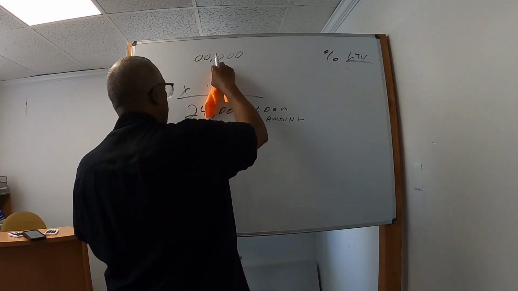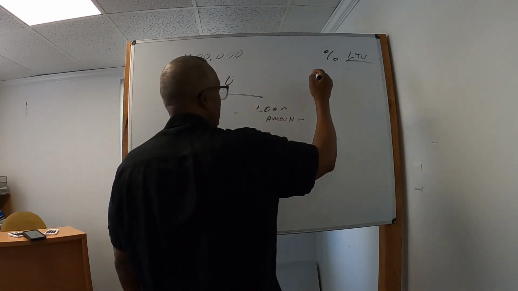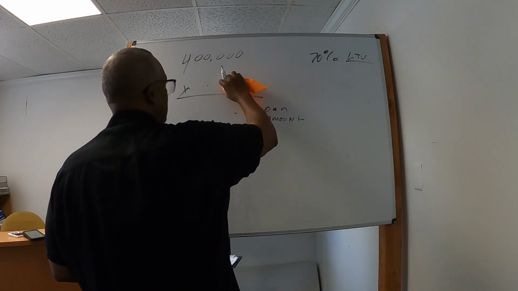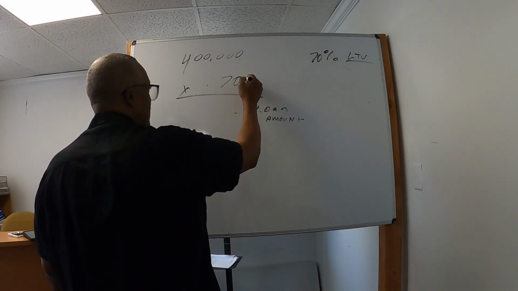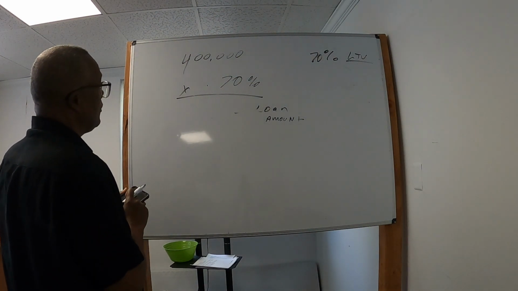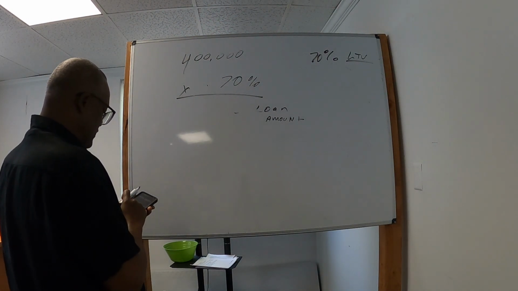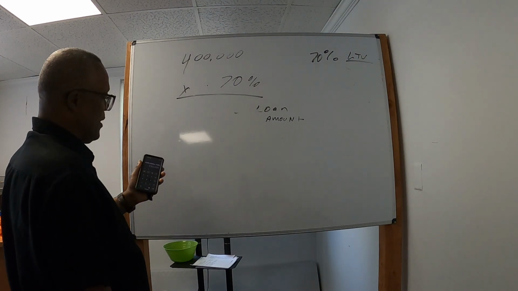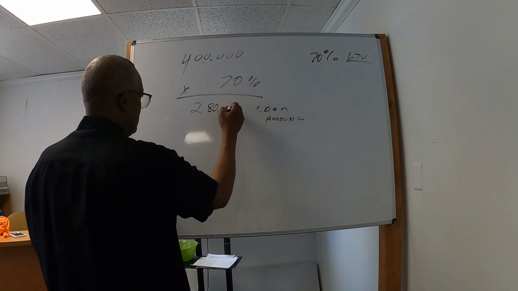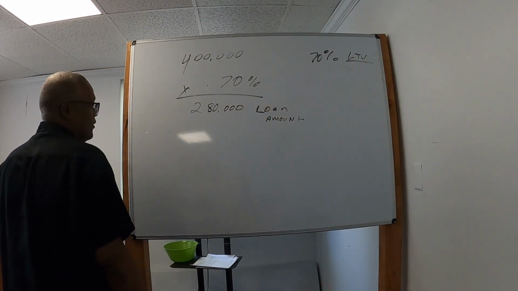So we'll change this right here. Say we change this to 400,000, and they say this is 70% LTV. So we'll move that over here, 70%. We're going to multiply that out. We got 400,000 times 70%, and your loan amount is $280,000. There you go. And that's how you figure that out. Easy, I know.